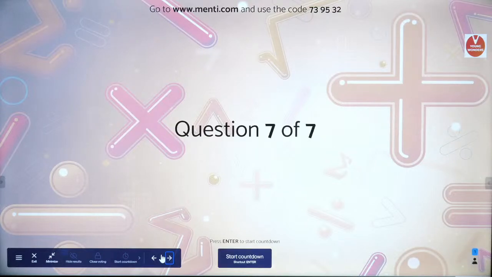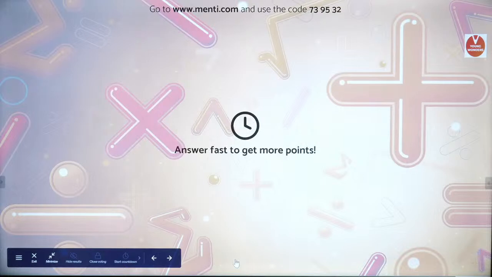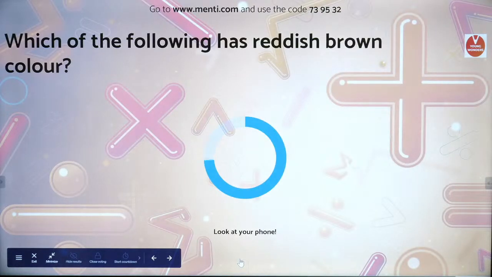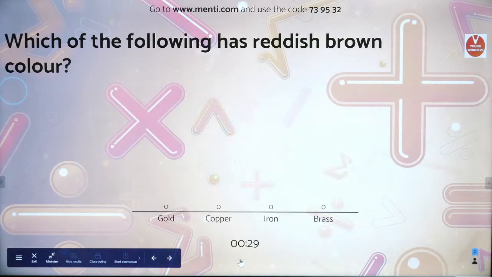That is question number 7. Starting now. Hi Vidya. Which of the following has reddish brown color? Which of these has a reddish brown color? Gold, copper, iron, or brass?